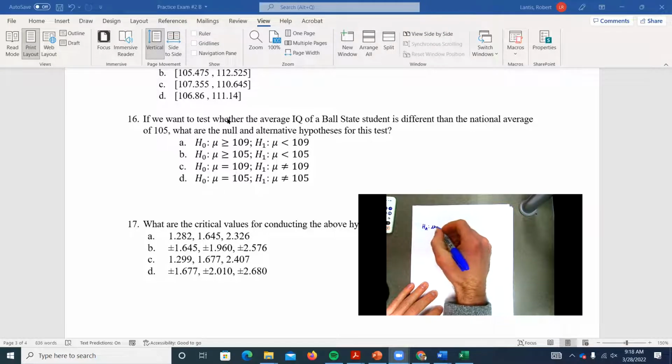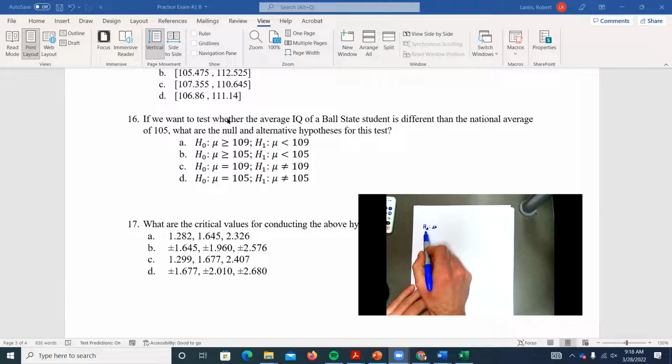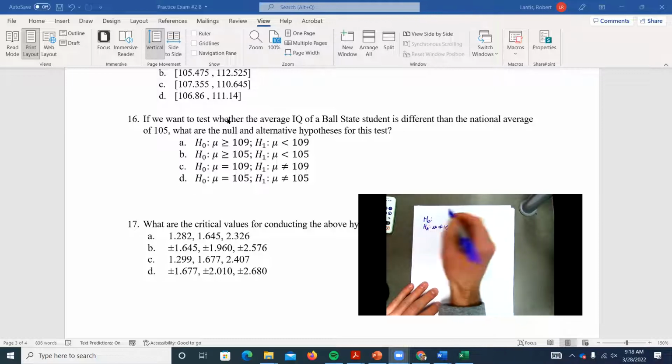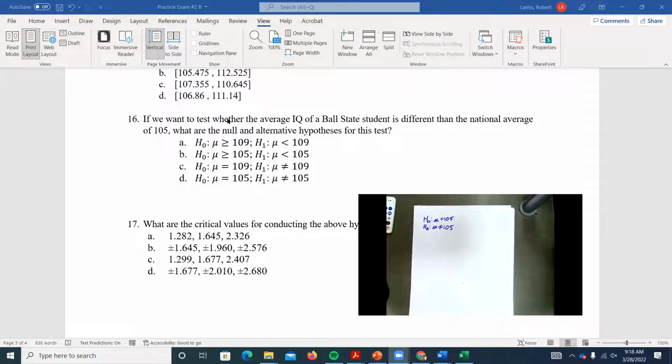So what sign do I need here? So be careful. In the alternative hypothesis, that's what I'm testing for. So if I want to know, is it different than 105, I actually need a not equal to sign. But you're right, what I'll assume to be true, or the null hypothesis, is the exact opposite, which is that it's exactly equal to 105.